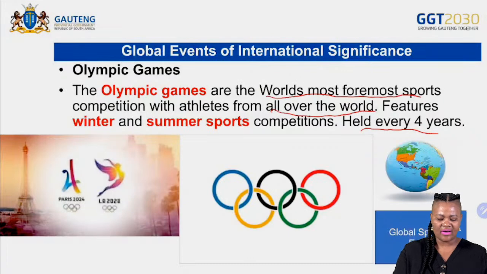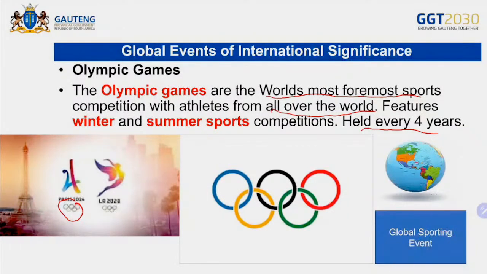So we can see here we've already got our host country, our host city here is going to be Paris in 2024, and we can see these Olympic rings. Be familiar with these Olympic rings. Then you've also got Los Angeles, which is going to be the host city for 2028. We need to be aware of that. They're going to be the host nation.